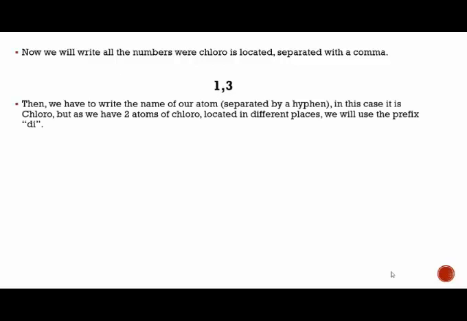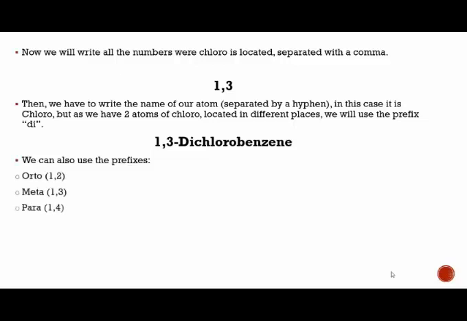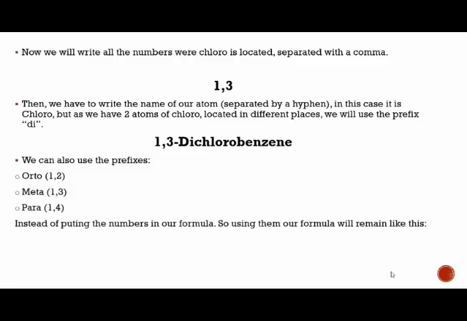Then we have to write the name of our atom, separated by a hyphen. In this case, it is the chloro. But as we have 2 atoms of chloro located in different places, we will use the prefix di. So it will remain like 1,3-dichlorobenzene. We also can use the prefixes ortho, meta, and para, instead of putting the numbers in our formula. So using them, our formula will remain like this: meta-dichloro.